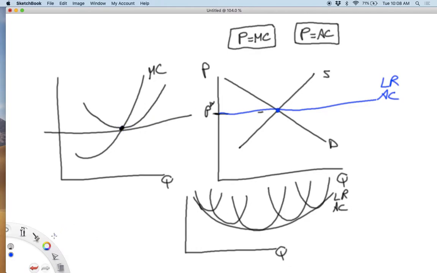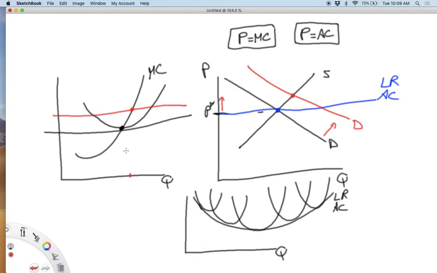Very nice. Now, something changes. This product becomes very popular. The demand for the product shifts to the right. So now, what happens? Price goes up. When price goes up, now this is how much you're producing and you're making money.